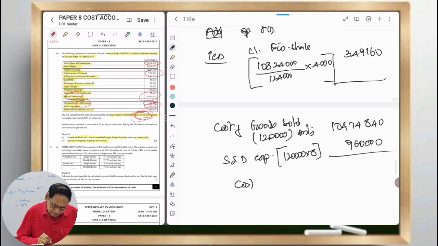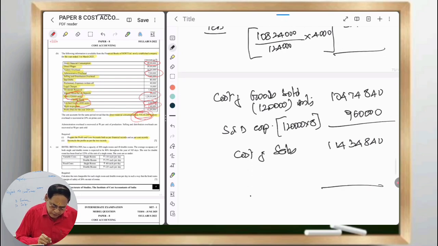So cost of sales, how much? 1,04,74,840 plus 9,60,000, that is 1,14,34,840. So net profit we have to find out, that is a missing figure. Actually sales is 1,20 lakhs, the cost of sales is 1,14,34,000. So the remaining should be the profit, that is a balancing figure.